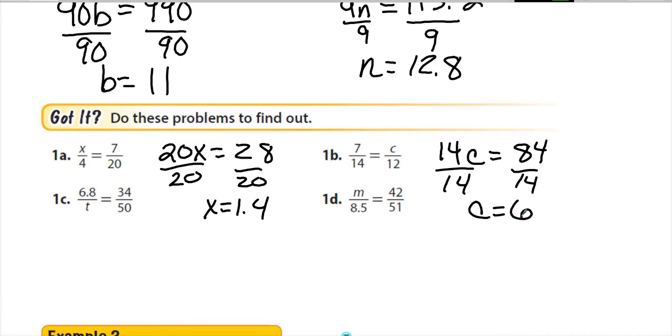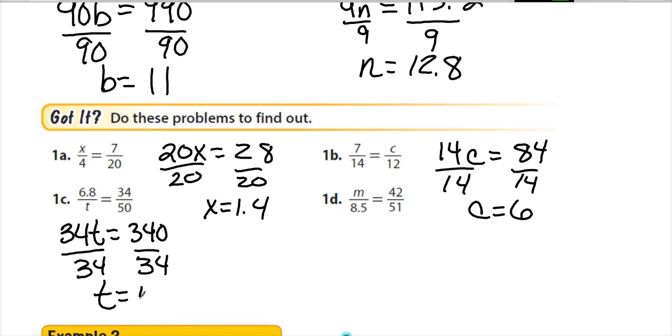Letter C, 34 times t is 34t. Give a little bit of a hook there so it doesn't look like a plus. 6.8 times 50 is 340. Divide that by 34. That makes awesome math because that's just 10. Shouldn't even need the calculator for that one. All right, and then letter D, we have 51 times m for 51m.